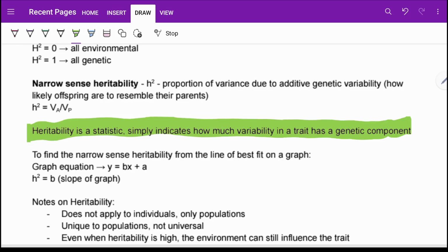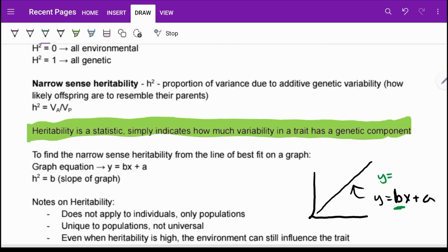If you are asked to find the narrow sense heritability from a line of best fit graph, you will have a slope of this line, and the equation of the line is in the form y equals bx plus a, or mx plus b, if that's something that you're more familiar with. But basically, our narrow sense heritability is this slope. So it is b. So if the equation of this line was y equals 0.5x plus 5, our narrow sense heritability would be this 0.5.